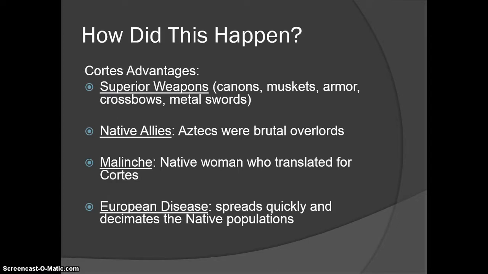And the biggest advantage of all, which is the main cause for the demise of Native Americans as a population, is European disease, which spreads quickly and decimates the population. This is something called the Columbian Exchange we'll learn about later.